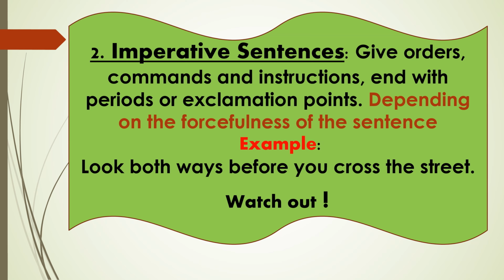You have two examples. The first one: look both ways before you cross the street. Here, I'm giving an instruction to someone to be careful when he crosses the street. The second example: watch out. Here, I'm giving an order to someone to be careful.